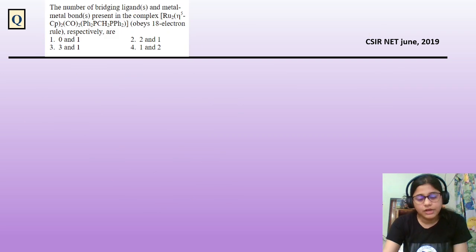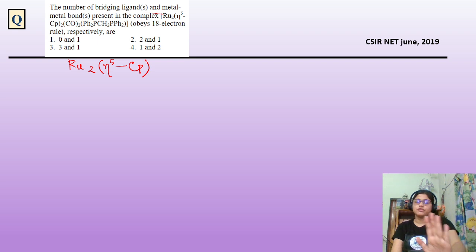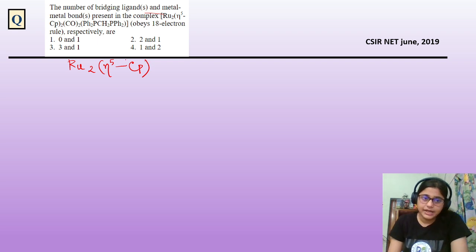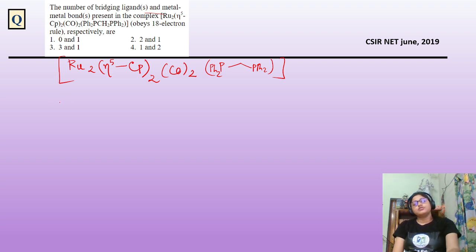Now coming to the next question: the number of bridging ligands and metal-metal bonds present in the complex Ru2(η5-Cp)2(CO)2(PPh2)(CH2)... If nothing is given, like η5 or η1, then also we consider 5. But here η5 is given, that is fine. No charge is there, so we have to count it.